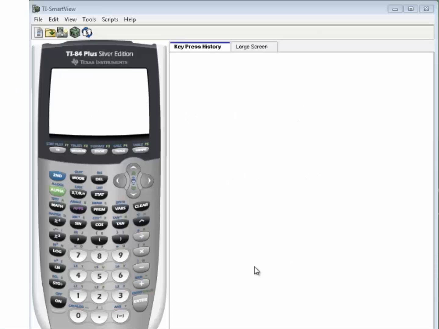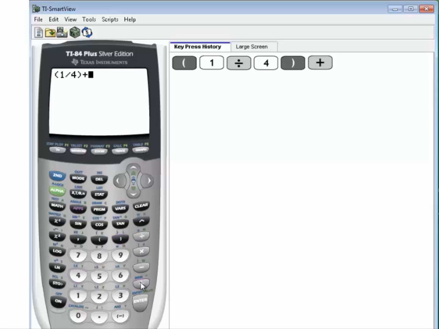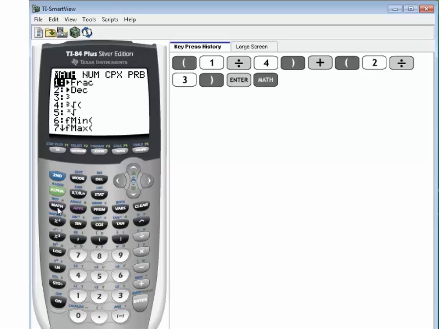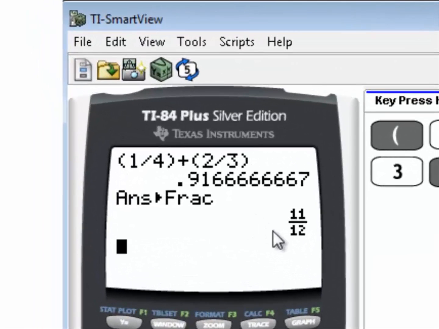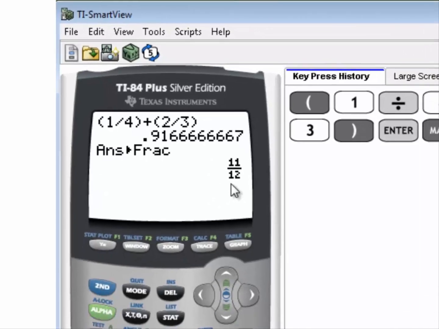To verify this by using the graphing calculator, we enter the fraction 1/4. Then we want to add 2/3. We hit enter. We want to change this back to a fraction, so you hit your math key, then enter, enter again, and we see that the answer is 11/12.